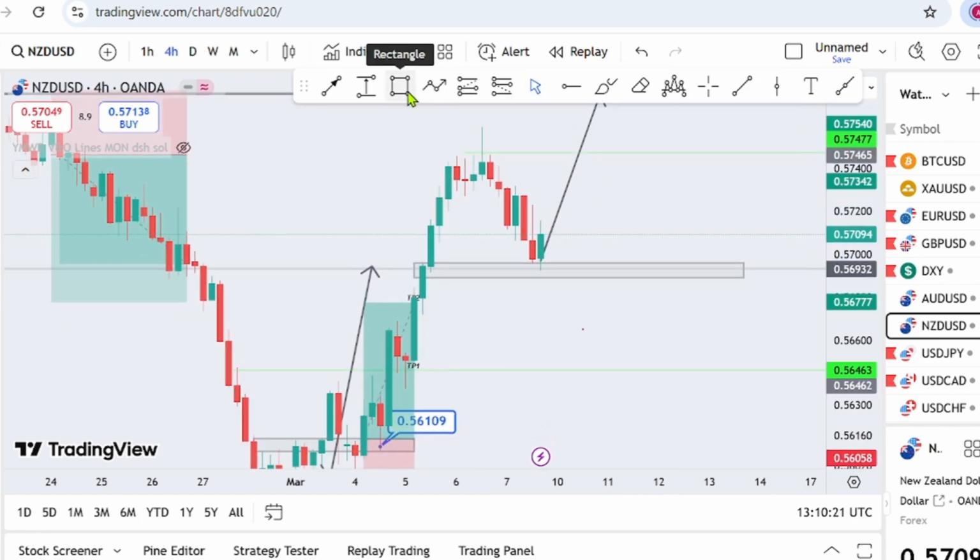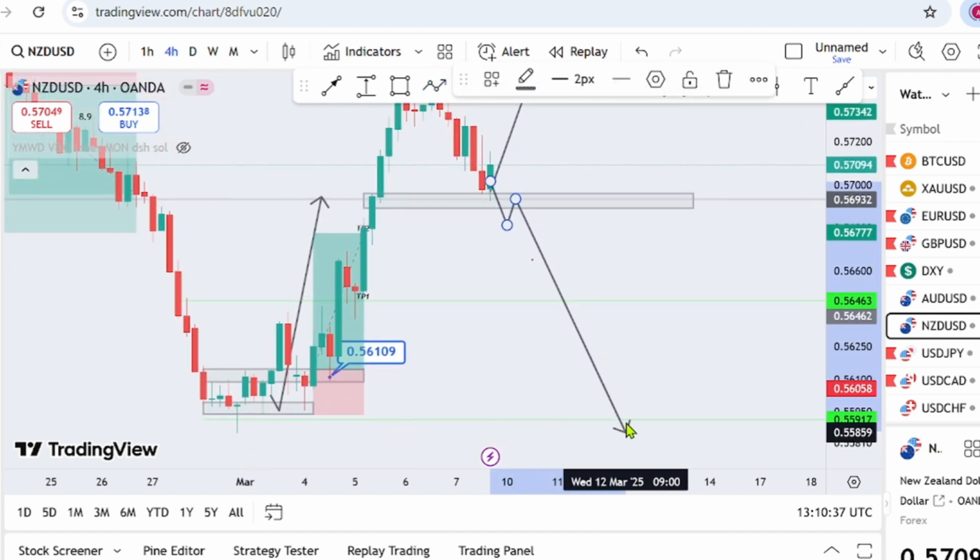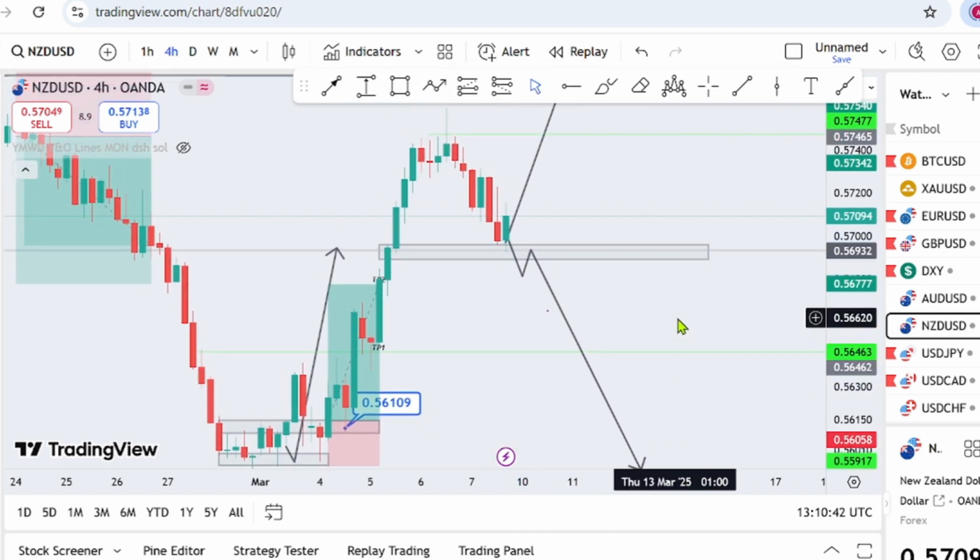But in the case that we have price coming all the way back to the downside, we should be waiting for a break and retest on a lower time frame of that zone, 15 minutes, 1 hour. Then we go for our first level target, which is 0.564, then we can go as deep as 0.559. Okay, so that's it for NZDUSD.